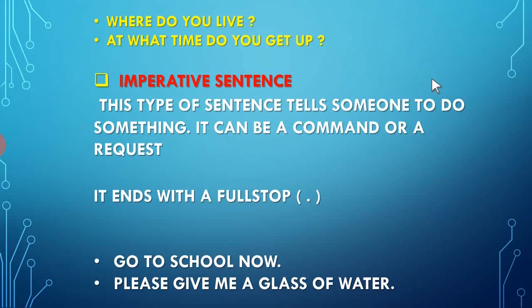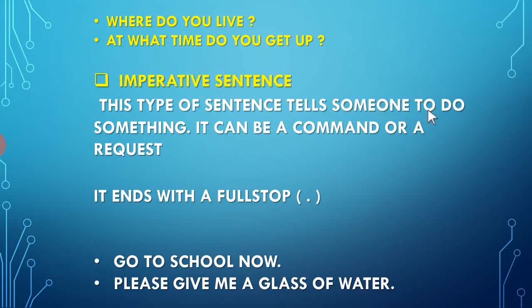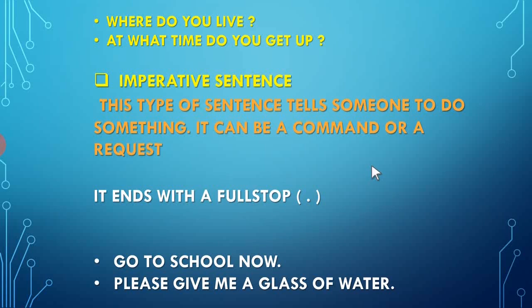Imperative sentence. These types of sentences always tell someone to do something, children. For example, go to school now. It is a command. Please give me a glass of water. It is a request. So these types of sentences are commands or requests. These sentences also end with a full stop. Now did you understand what imperative sentences are, children? They are commands or requests.